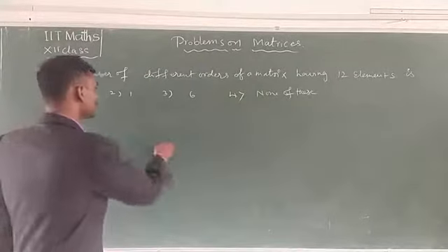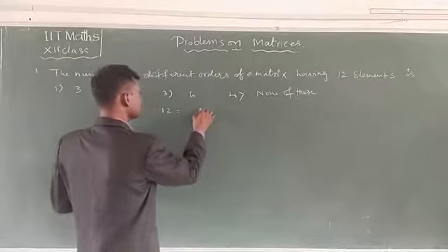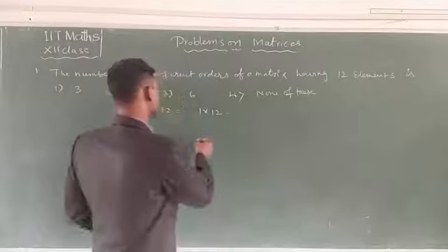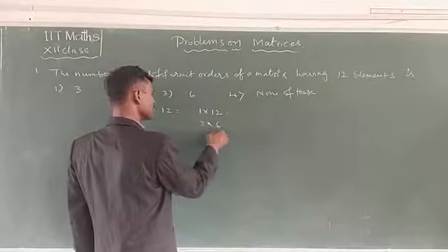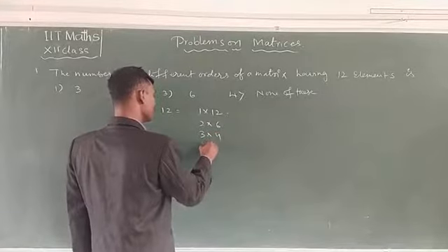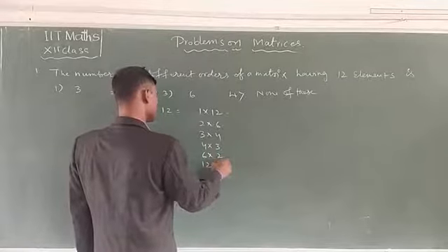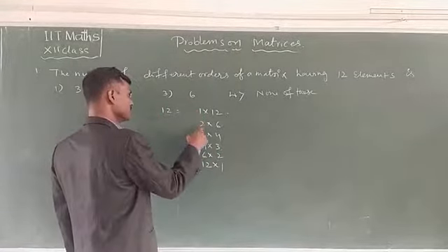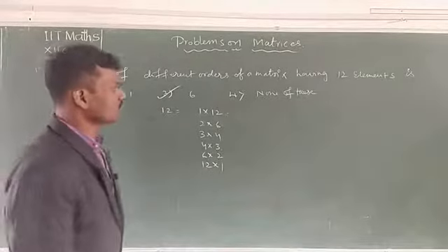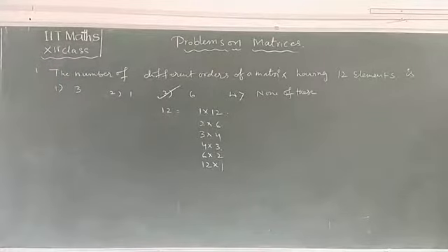See here, a total of 12 elements is given. We can write 12 elements as 1 into 12, that means 1 row and 12 columns, and 2 into 6, 2 rows and 6 columns, and 3 into 4, 4 into 3, 6 into 2, and 12 into 1. See here: 1, 2, 3, 4, 5, 6. Total 6 ways. 12 elements can be arranged in 6 ways. Okay, note down.